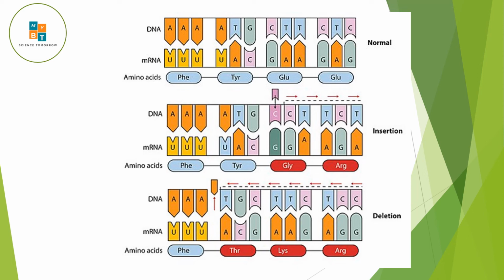And the last one, the deletion. So instead of that, your A has gone, the adenine has gone, the fourth adenine has gone. So rather than tyrosine, the result is threonine. The amino acid sequence will be changed. So there's a frame shift. We call it a frame shift mutation.